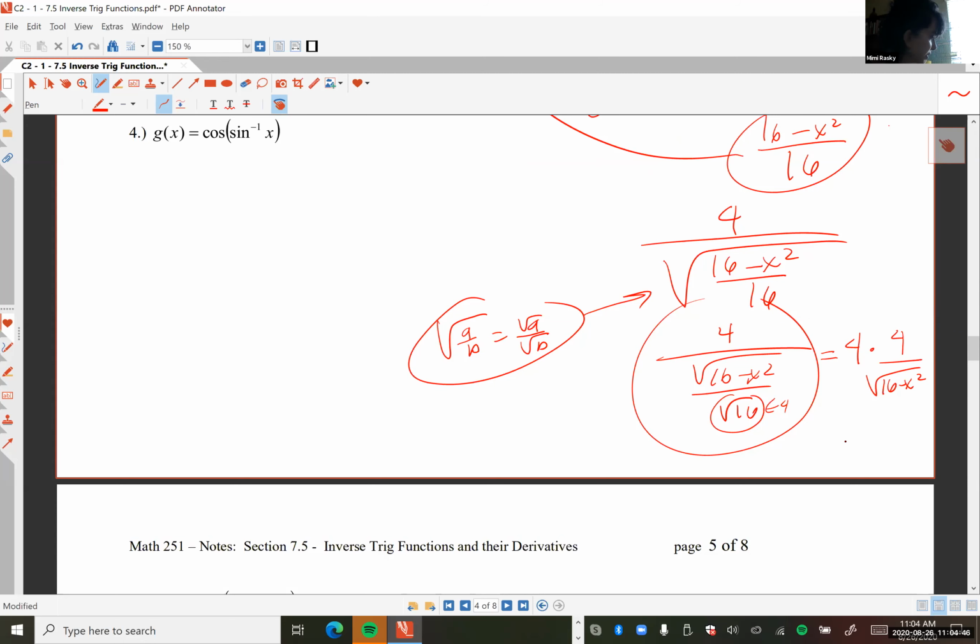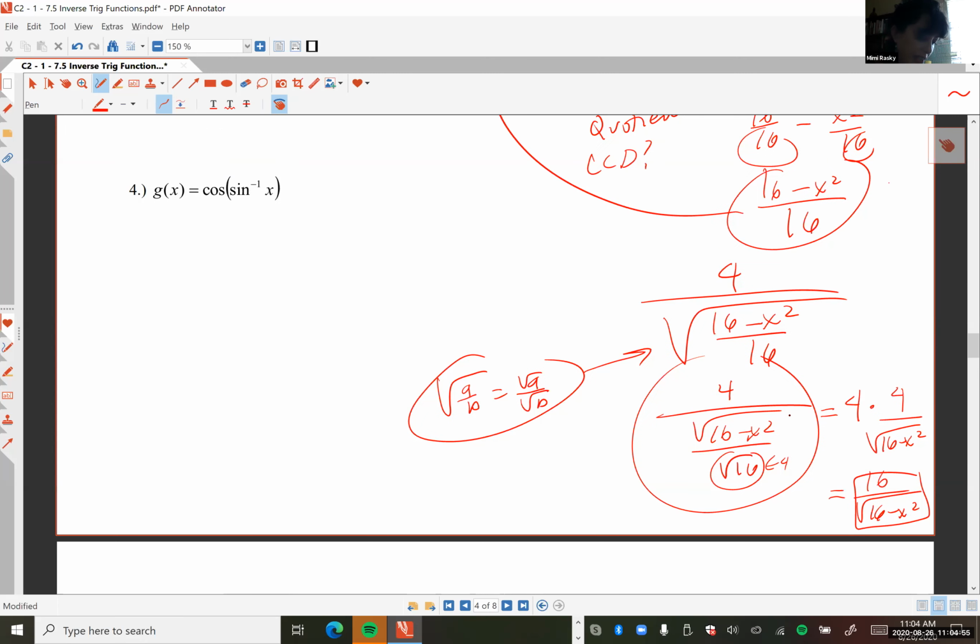And my final answer, and I know this took a while, is 16 all over the square root of 16 minus x squared. That's as simplified as it gets. Questions?